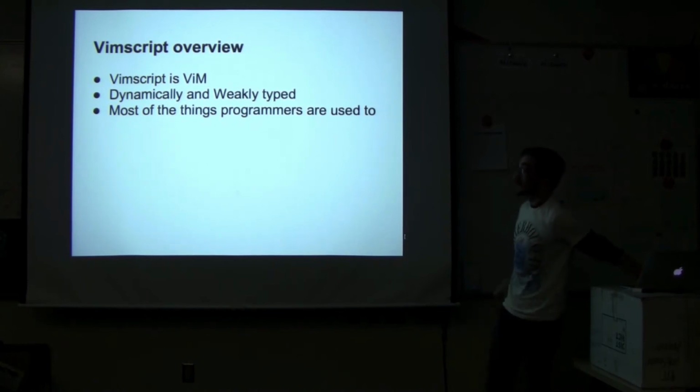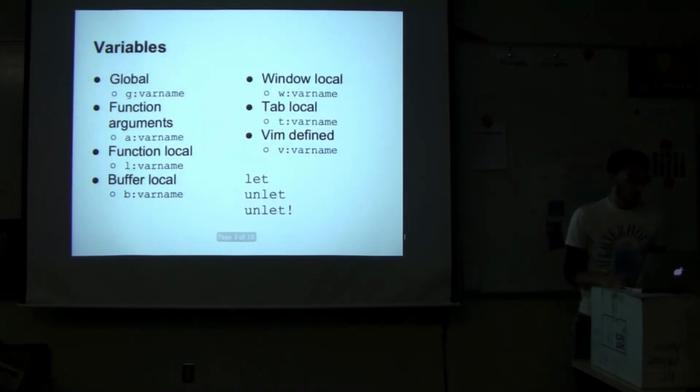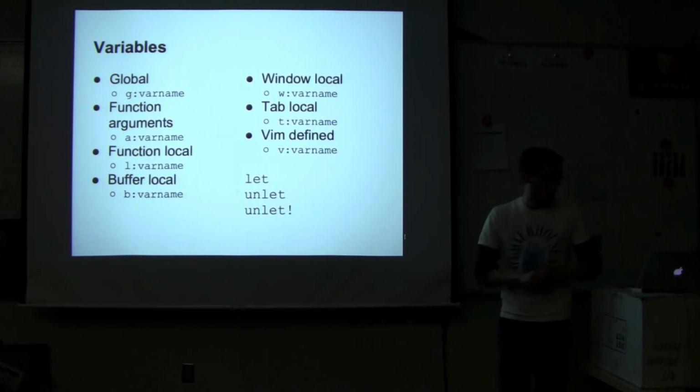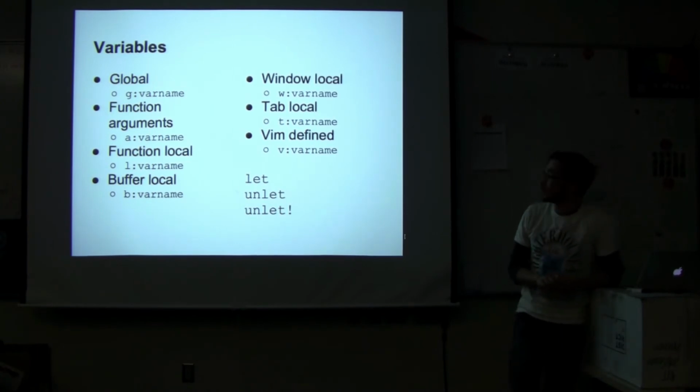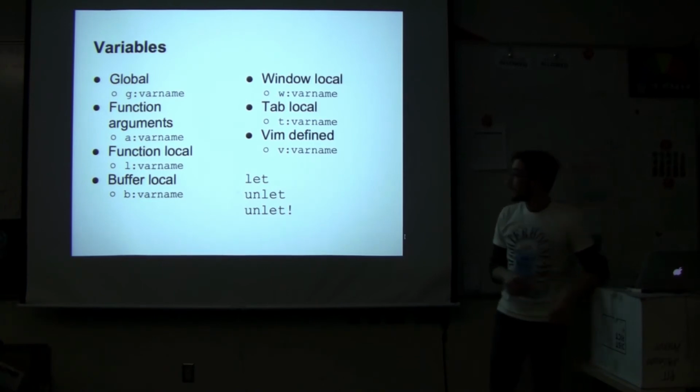It's dynamically and weakly typed, and it's got most of the things you're used to, though perhaps in ways you are not used to seeing them. There are variables. You have to explicitly tell Vim Script where they're located. What's the scope of them? If you have a global variable, you have to prefix it with g:. Function arguments, you have to prefix with a:, and these are all here. You can read them. But you get nice things that you wouldn't get elsewhere, like window local variables, or tab local variables, or buffer local variables.